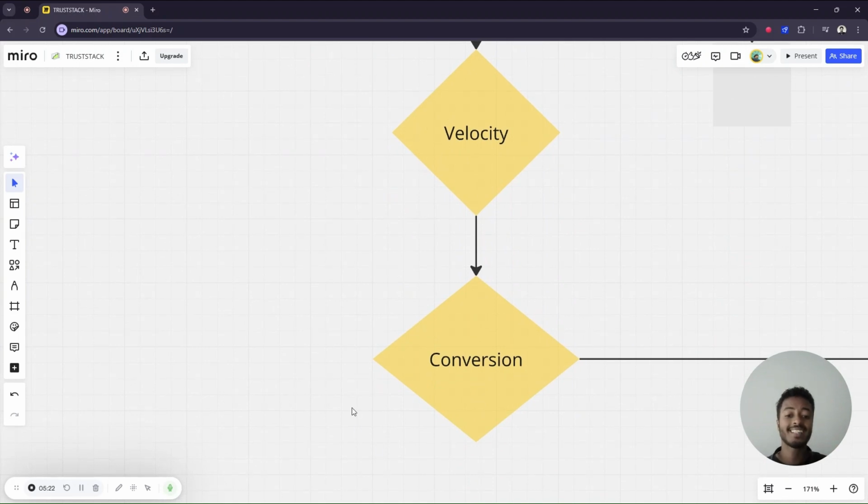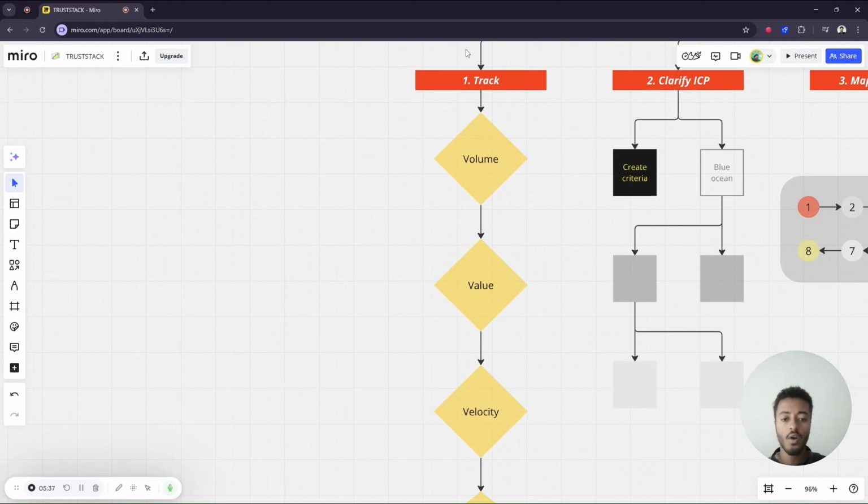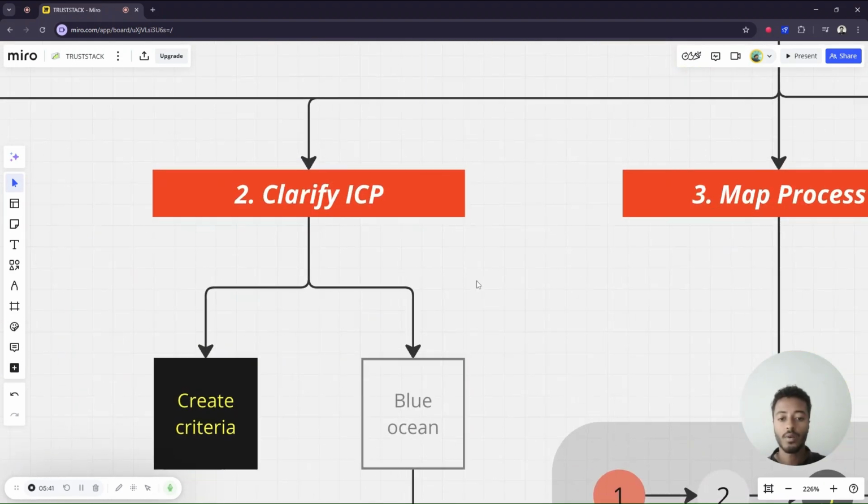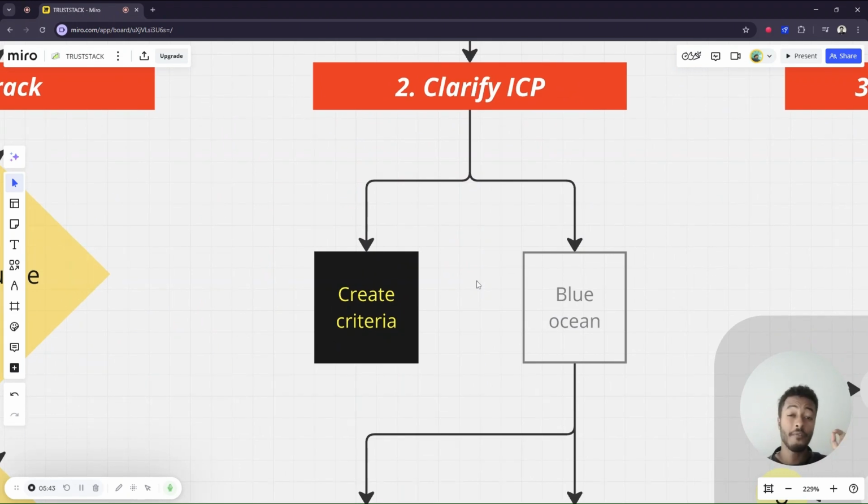And the final one is conversion, right? And conversion just basically means, after mapping out the process, what is the percentage of each and every single stage in the process, and that should be tracked. Okay, so if you can track all these things, you can be literally ahead of 80% of the competition right there. Okay, now the second thing that's going to give you a very big competitive edge is clarifying your ICP.